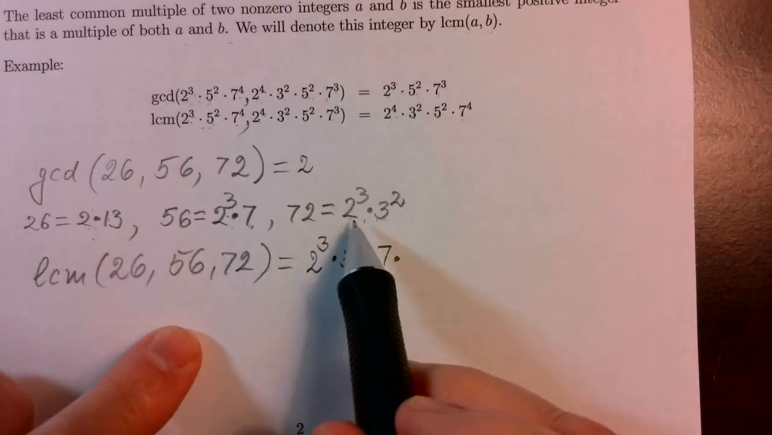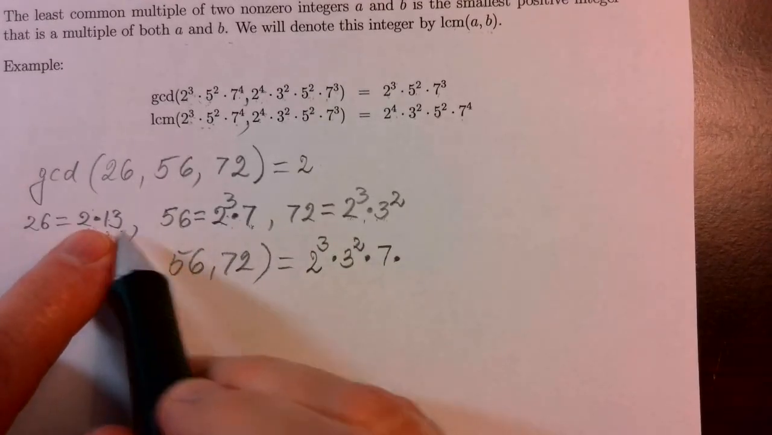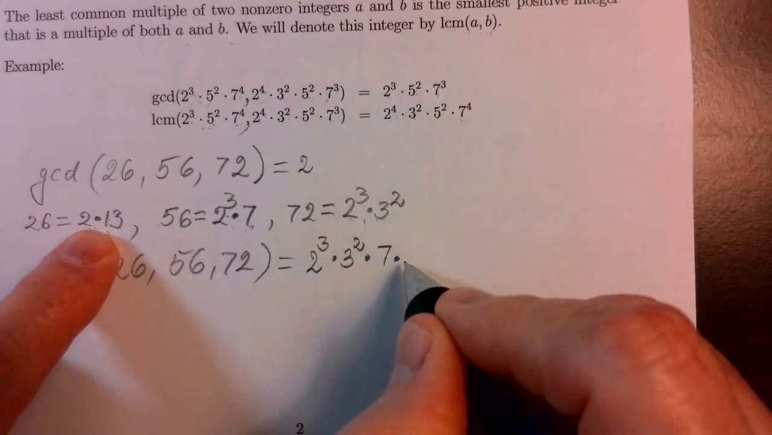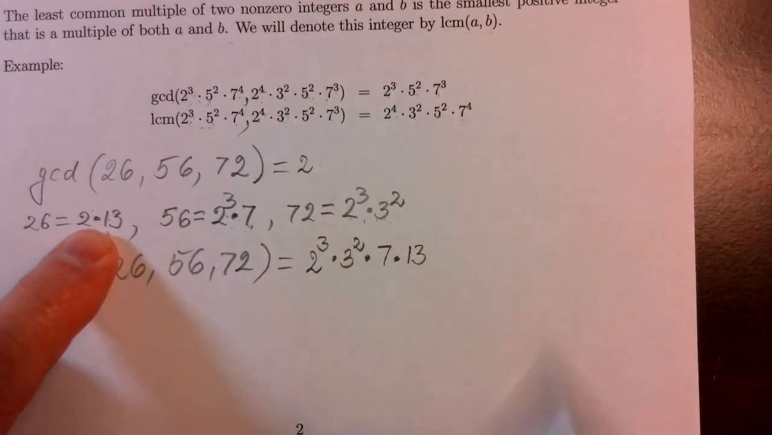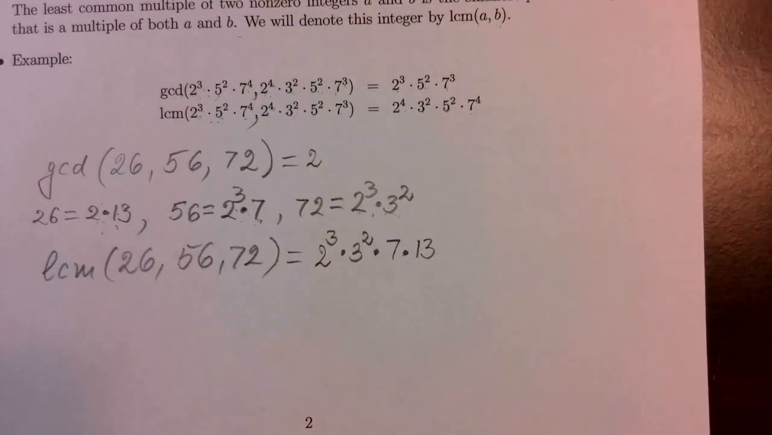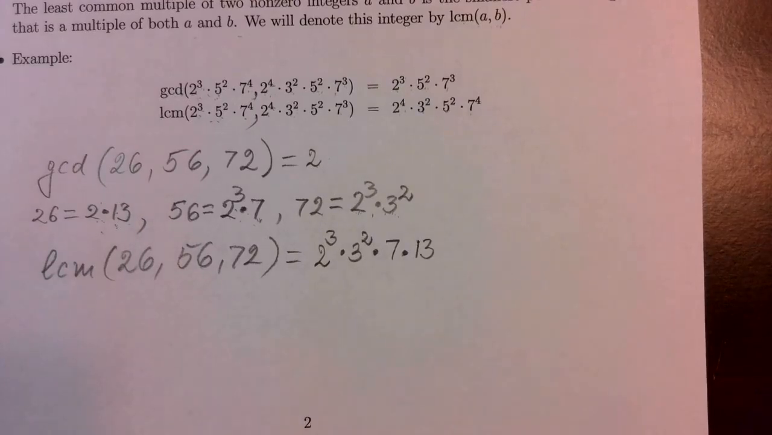And the last prime is 13. In the first number, no 13 in the second, no 13 in the third. So the largest power of 13 is the first power that appears in any of the numbers. So this is the LCM. And if you want, you can multiply out, but it is more convenient to keep it as a product.